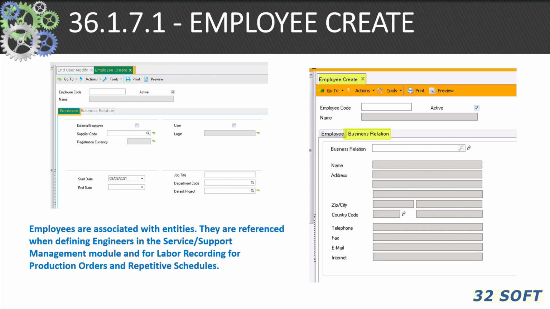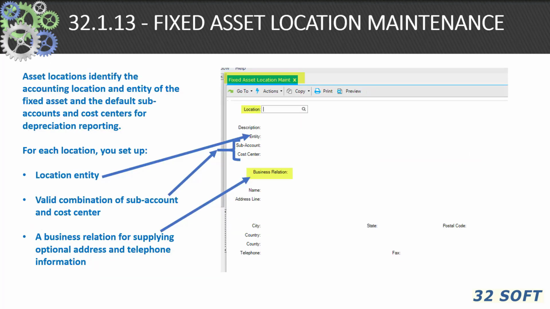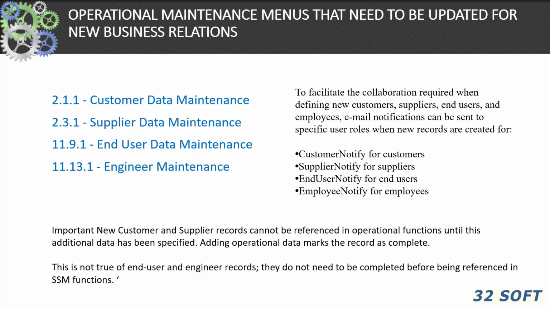36.1.7.1, employee create. Employees are used and they're associated with entities, and they are referenced when defining engineers in service and support, or if you're going to report labor against anything in the manufacturing arena. The 32.1.13, fixed asset location maintenance, allows you to set the location entity. You can define a valid set of sub-account cost centers for locations and fixed assets associated, again, with the business relations that are set there.